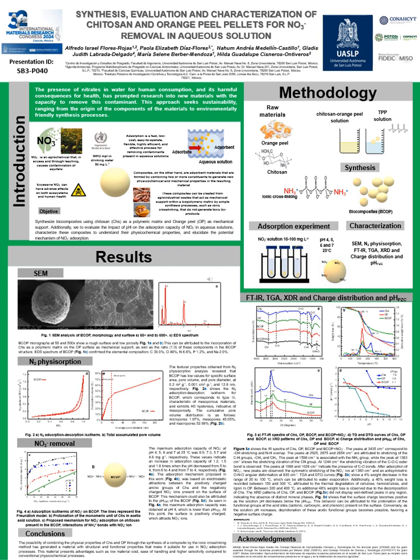TGA and DTG curves, Figure 3b, show a 4% weight decrease in the range of 20 to 100 degrees Celsius, which can be attributed to water evaporation. Additionally, a 40% weight loss is recorded between 150 and 300 degrees Celsius, attributed to the thermal degradation of cellulose, hemicellulose, and lignin in orange peel. Between 320 and 400 degrees Celsius, an additional 48% weight loss is observed due to the decomposition of chitosan. The XRD patterns of chitosan, orange peel, and BCOP, Figure 3c, did not display well-defined peaks in any region, indicating the absence of distinct mineral phases.